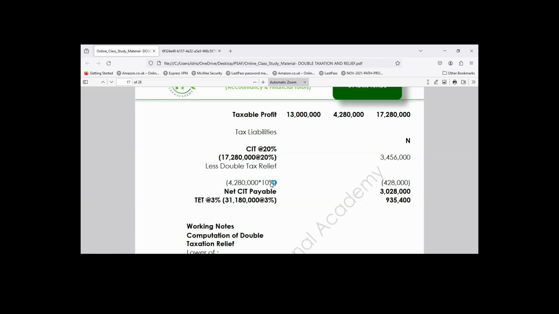Do you understand? Okay. So you just apply it on the profit of the foreign company, on the total profit of the foreign company. That's all. Yes, that is all.